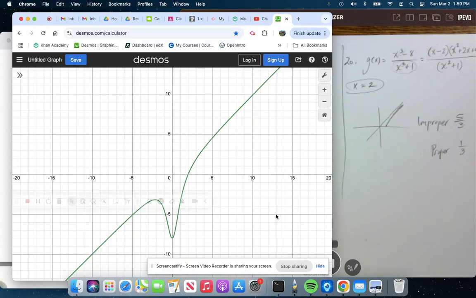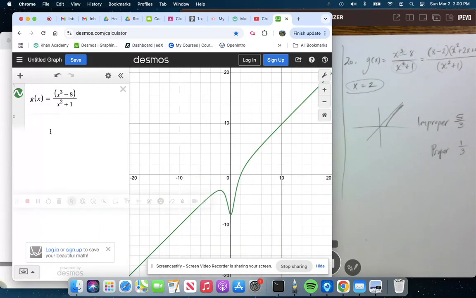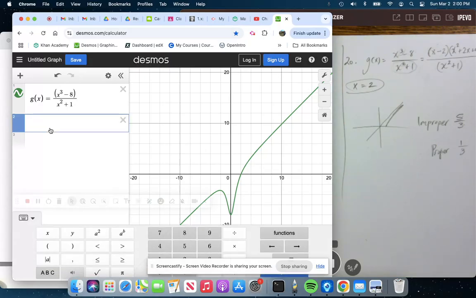Notice this line right here. Now, what is that line? I think that line is probably just, if you were to forget about the minus 8 and the plus 1, just look at x cubed over x squared, because that's all that matters when x is very, very large. X cubed divided by x squared is x. So the asymptote should just be y equals x.